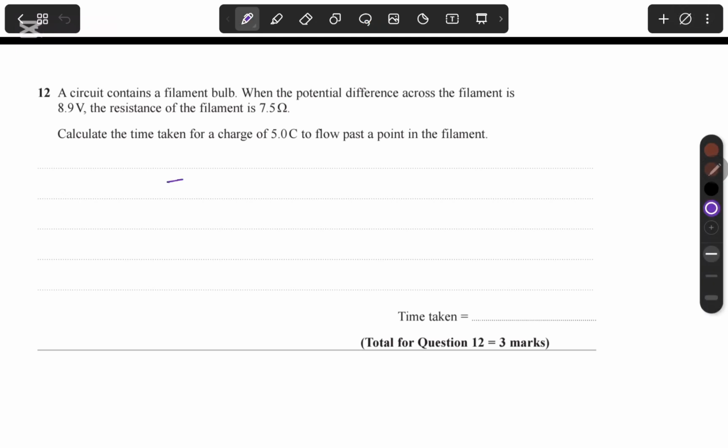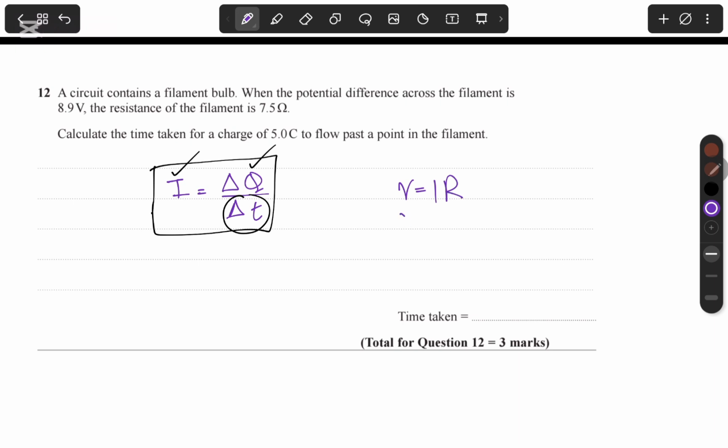So we know the current is equal to the change in charge over the change in time. So we need to first find the current. We know the charge, and then from that we can find the time taken. We know V is equal to IR, so V over R is equal to I. So 8.9 over 7.5 gives me 1.186 amps.